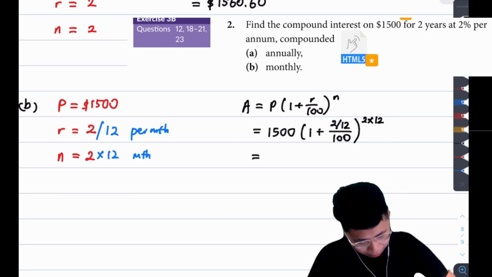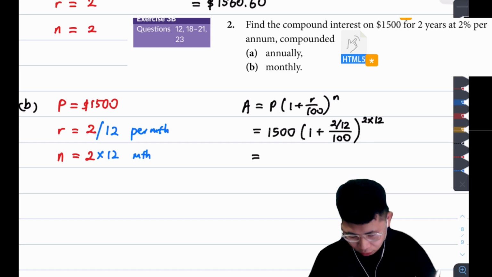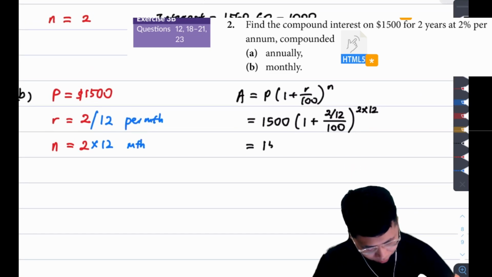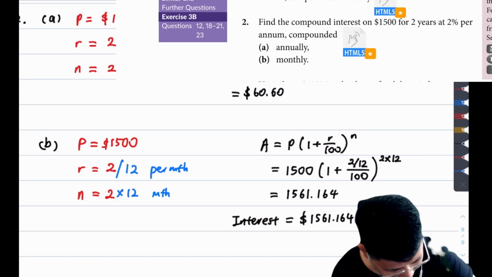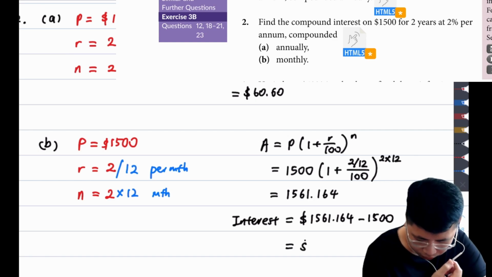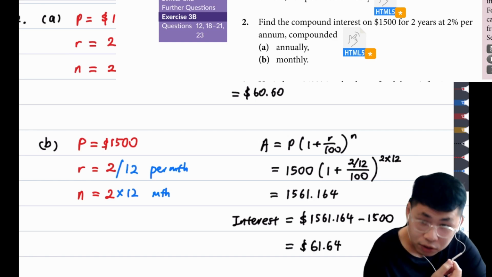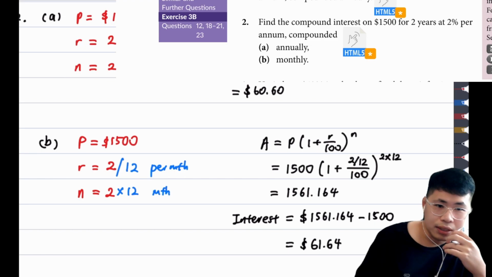Okay, so over here I have 1,500 times (1 plus 2 divided by 12 divided by 100), and this is raised to the power of 24. So over here I have 1561.164. Right, so our total amount that we've gotten back is 1561, minus off the original sum of 1,500. So we have now $61.64 as the interest.